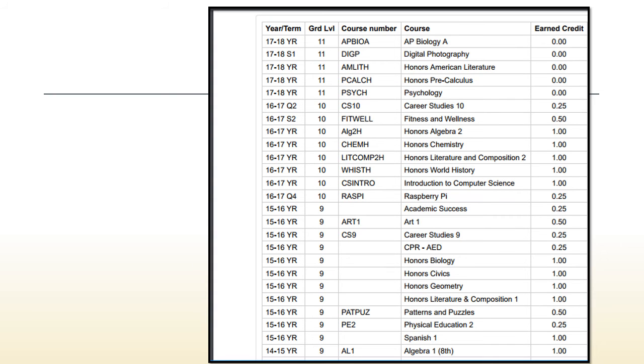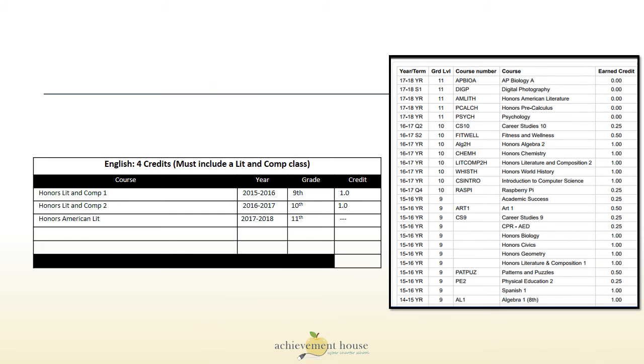So here is somebody's transcript. Just taking a look at this transcript, we can see that this student has 3 English classes. They've already earned 2 credits. We can see that they passed 2 of them. They passed their Lit and Comp 1 and their Lit and Comp 2, and they are in American Lit. So we have those classes, and let's take a look at how that would go on the Word document. And we would put it on just like that.